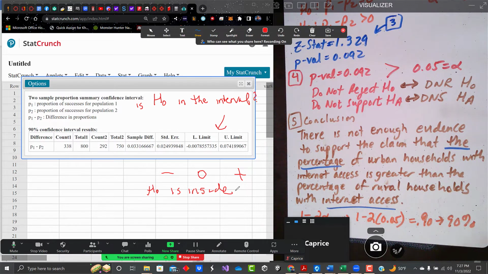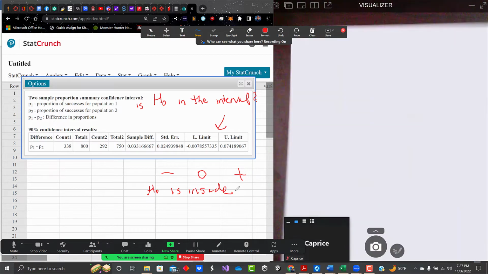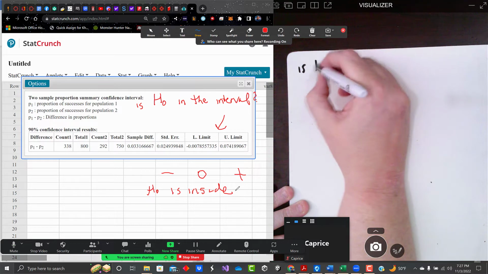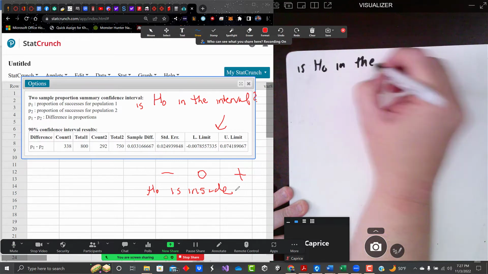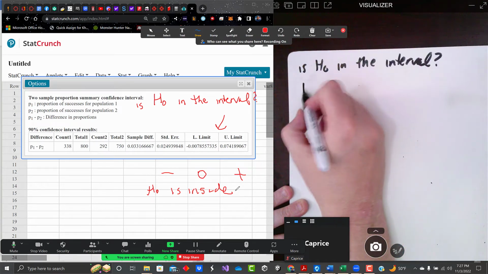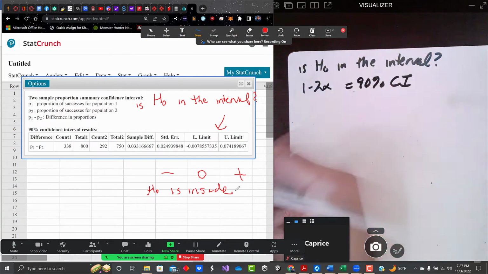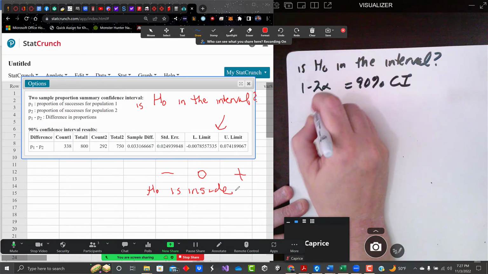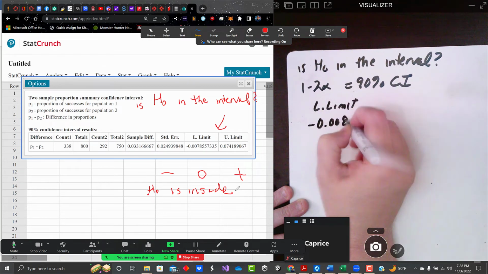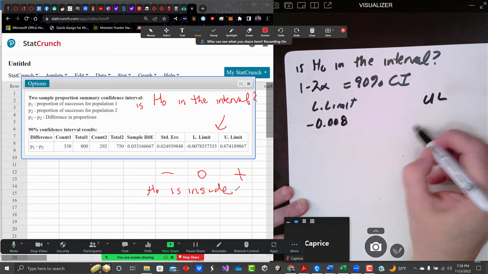How am I doing on that? Let me write it on the board. So, is H naught in the interval? I did the 1 minus 2 alpha, and I got a 90% CI. And when I do the CI, my lower limit is negative 0.008 and my upper limit is 0.074.